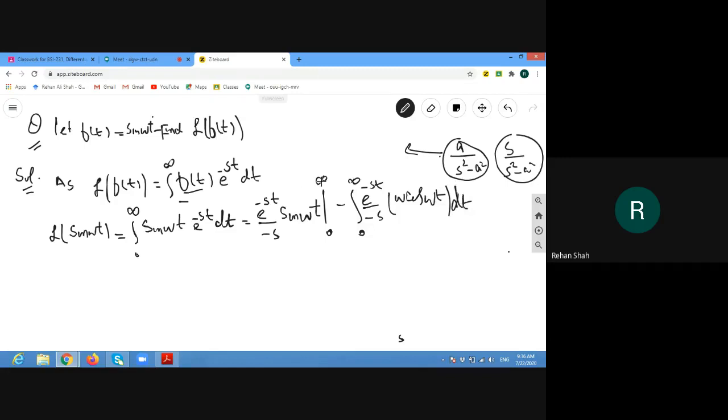So if you put infinity, so e power minus infinity will become 0. Product में sin omega t भी खत्म हो जाएगा. If you put 0, so sin 0 is 0. So again this will give you 0. So ये term 0 हो जाएगा. This will become omega divided by s.